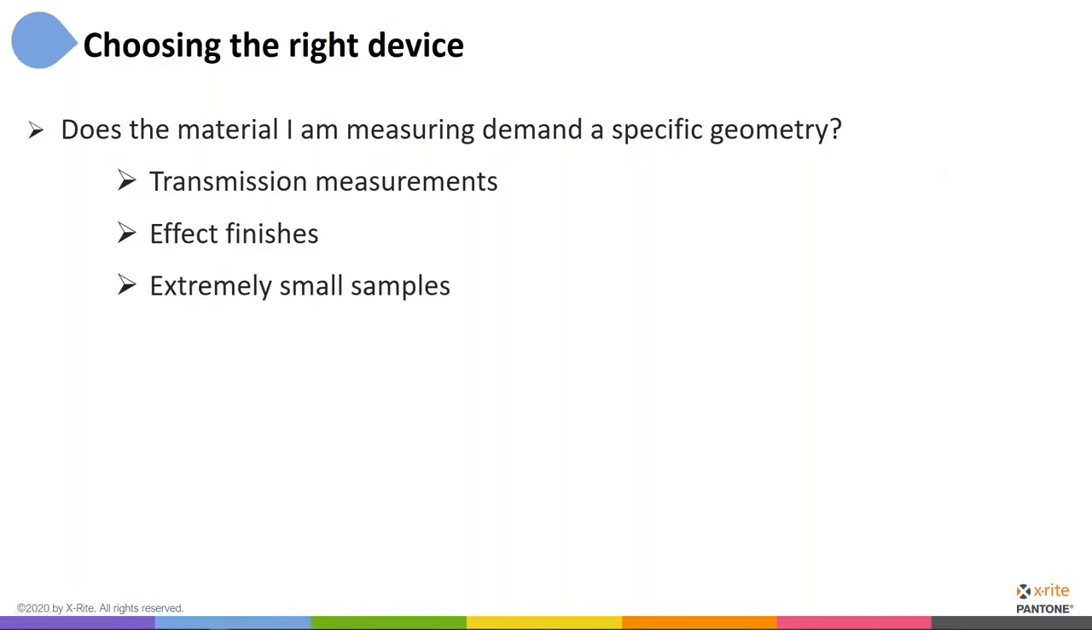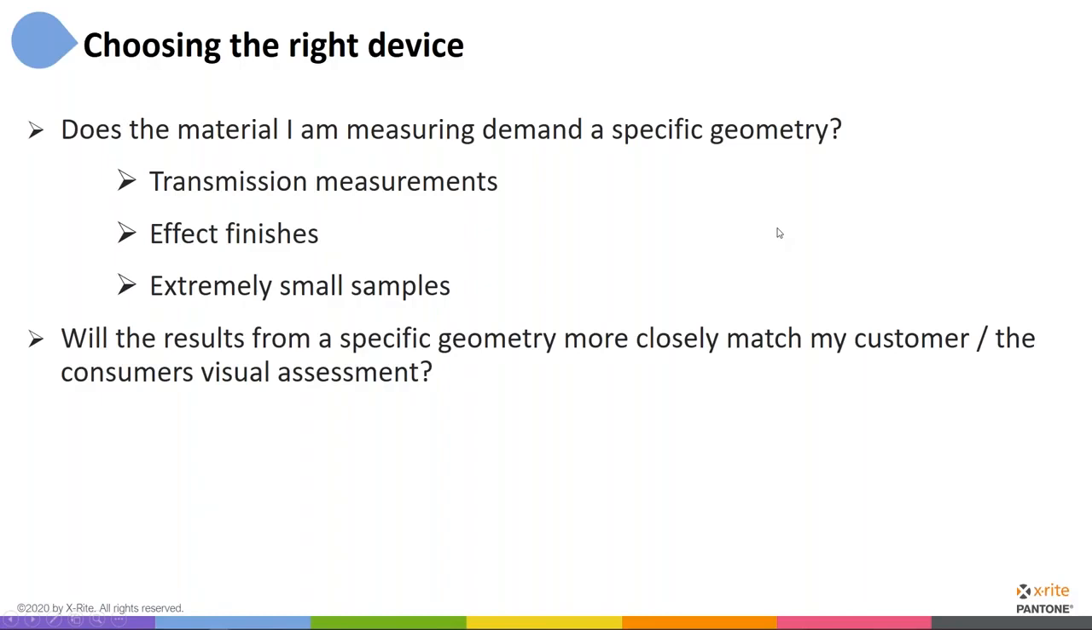Some instruments can only measure down to a fairly large size, right? For example, multi-angle instruments are around a 20 to 25 millimeter sample. That's the smallest size they'll go, right? When we go to the MetaView, for example, we can measure a 2 millimeter sample. So the size of what you want to measure or need to measure may also have an impact on the right geometry.